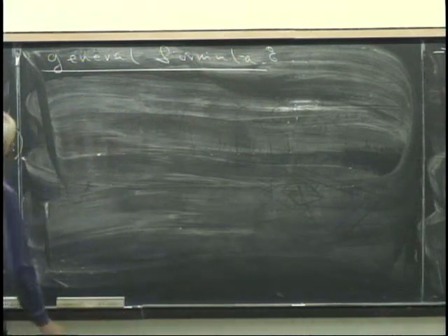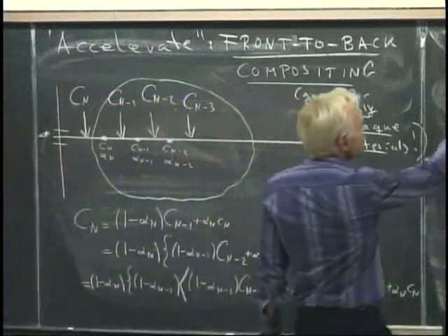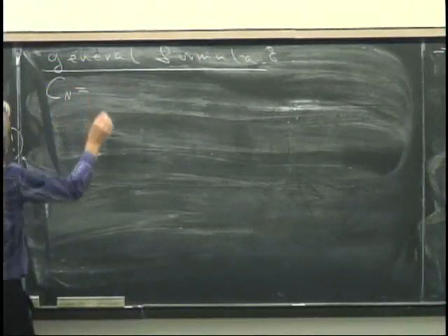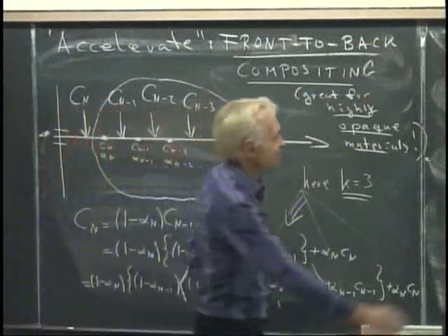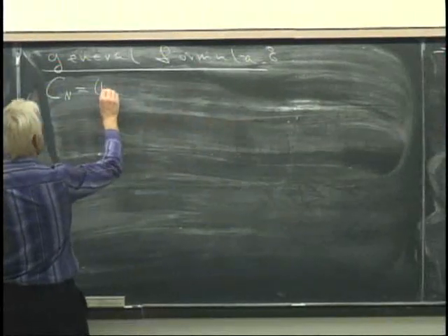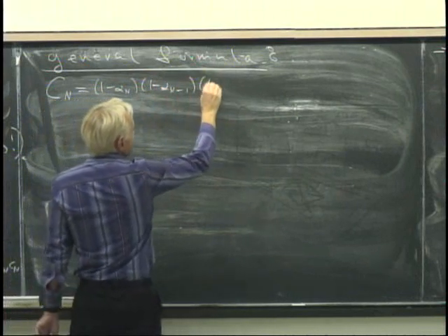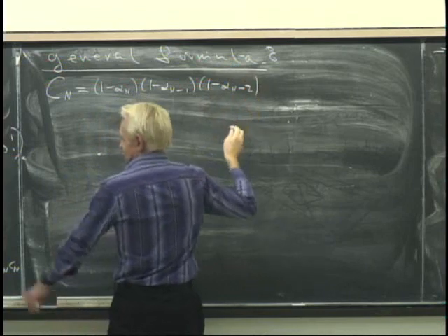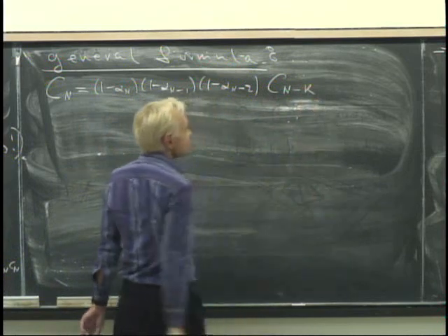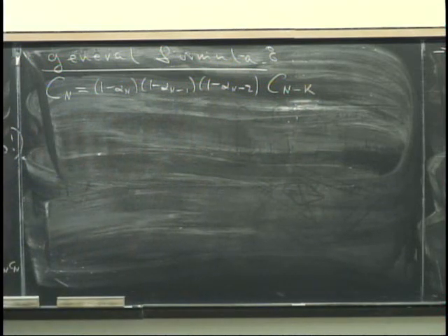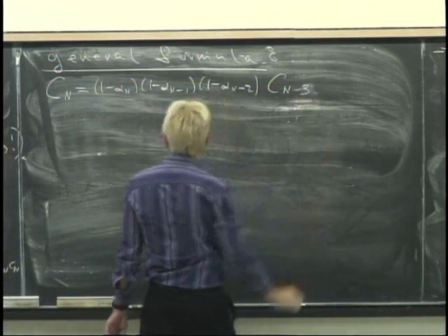Okay, so what is it? I have to multiply this thing out first to see that structure. Cn is something. Again, there are these 1 minus alpha terms times this thing. I write this down first. So it is 1 minus alpha n times 1 minus alpha n minus 1 times 1 minus alpha n minus 2 times the color Cn minus some k. That is this k variable, the number of layers I go in there. N minus 3, well, I have to leave it at 3 for this specific case.